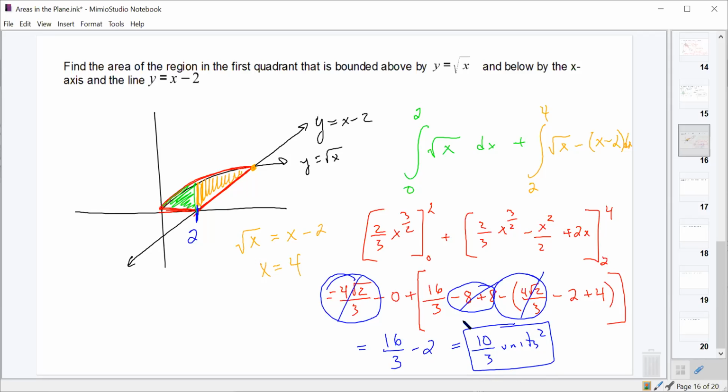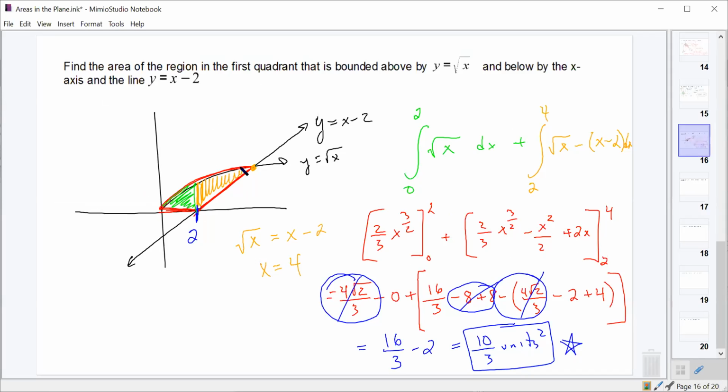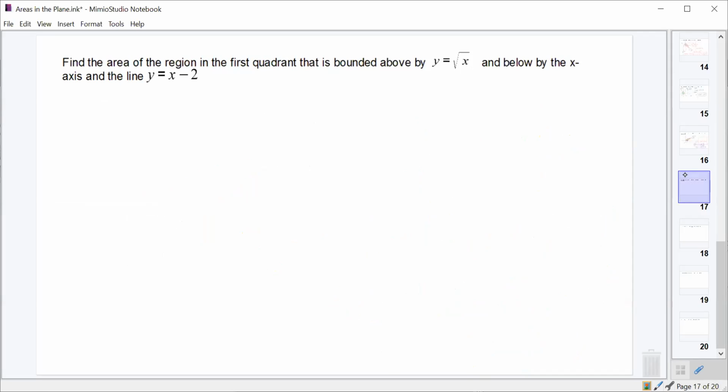Everybody good with that? Wait, is it not plus 2 because it's like minus 2 plus 4? It's plus 2, 16 thirds plus 2, or am I missing something? You're missing this minus sign right here. Okay. Minus positive. Okay. Good or no? Yep. Fairly unpleasant, but could be worse, right? Much more convenient when the upper and the bottom pieces are the same function the whole time, not when they're different. All right, let's look at this problem.